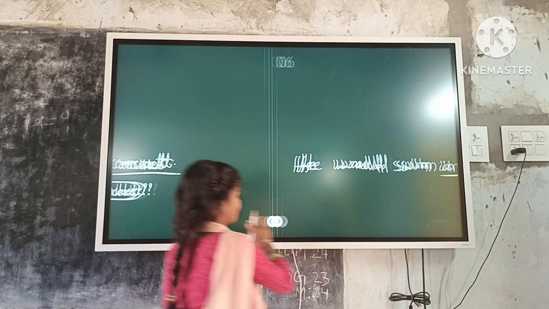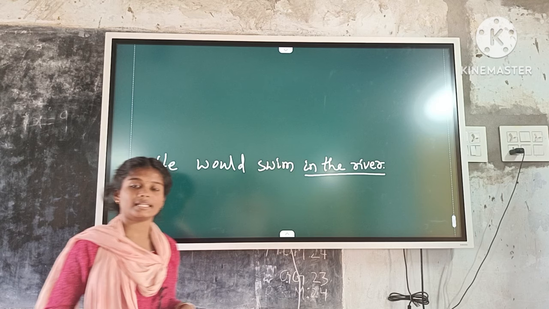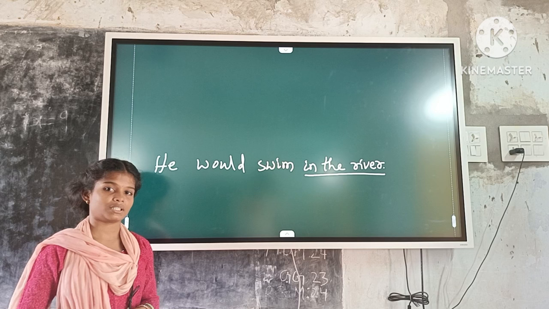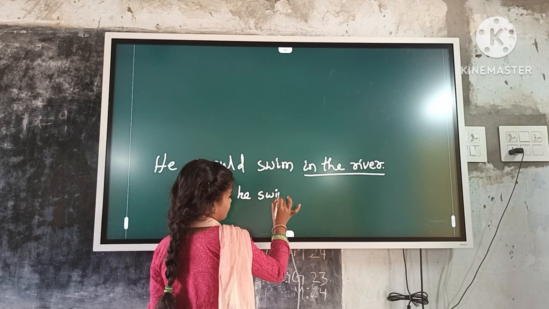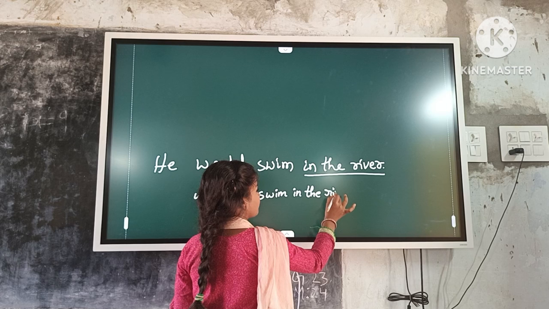Now fourth example. He would swim in the river. Here, the underlined part is other than the subject. So first we make a yes or no question. The yes or no question is: would he swim in the river?